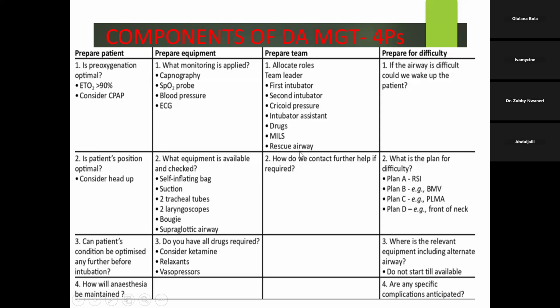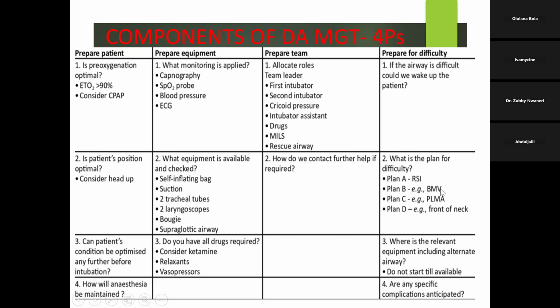What everybody is going to do is allocated. How do you contact further help if it's required? Then preparing for difficulty. If the airway is difficult, I cannot intubate or pass an LMA. Could I wake up the patient? You must always consider this. Then what is the plan for difficulty?